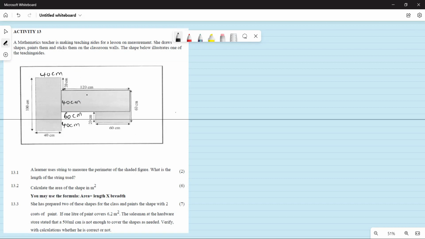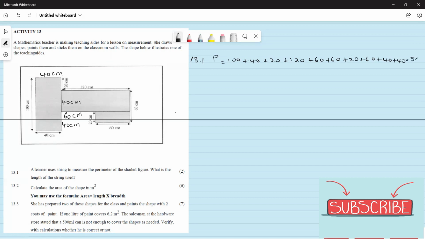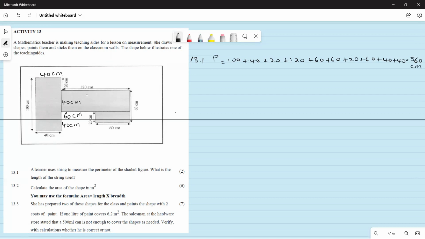So I'm going to add all these dimensions. As long as all the sides are added, you do not need to use a formula. So I'm going to start with 100. This is perimeter. It's going to be 100 plus 40 plus 20 plus 120 plus 60 plus 60 plus 20 plus 60 plus 40 plus 40. It's going to give us a total of 560 centimeters.